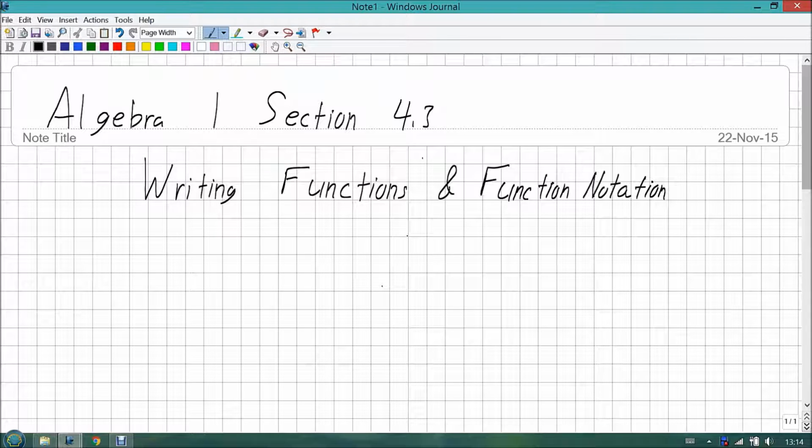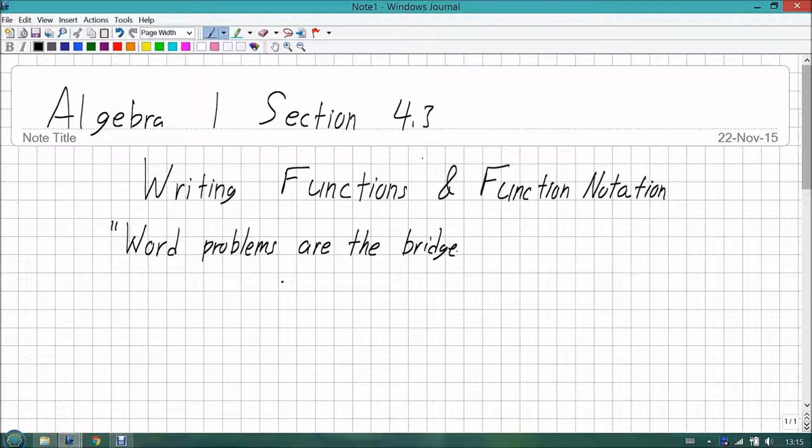So today we're going to be delving into the dark depths of mathematics, to the place that most people find not fun. I don't know why they don't find it fun, but some people don't. And that is word problems. But you see, something that you should know is that word problems are the bridge between mathematics and the real world.